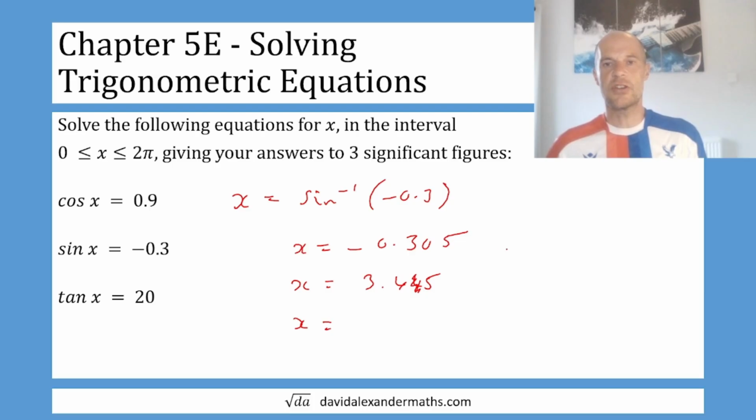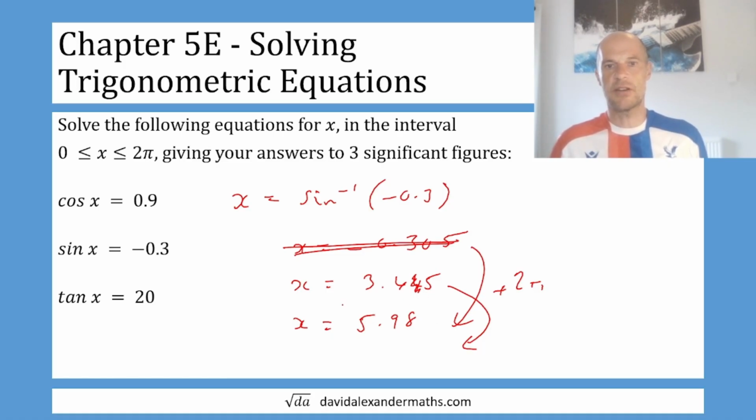And my next solution is the first solution plus 2 pi. So if I just go back to the negative 0.305 and add 2 pi onto that, I'm getting 5.978, so 5.98. And if I want to see if there's another solution, so this solution we're discarding, and if I add 2 pi to 3.45, that takes me beyond 2 pi. So there's only two solutions, 3.45 and 5.98.